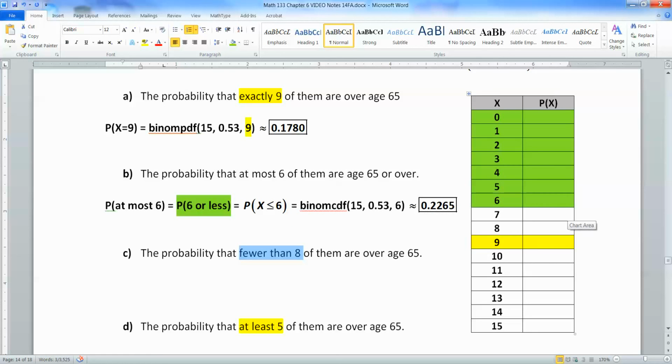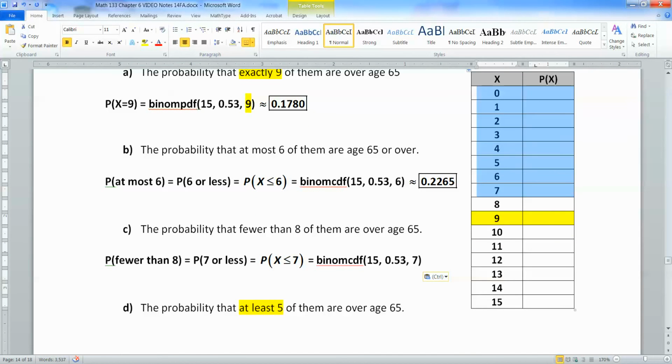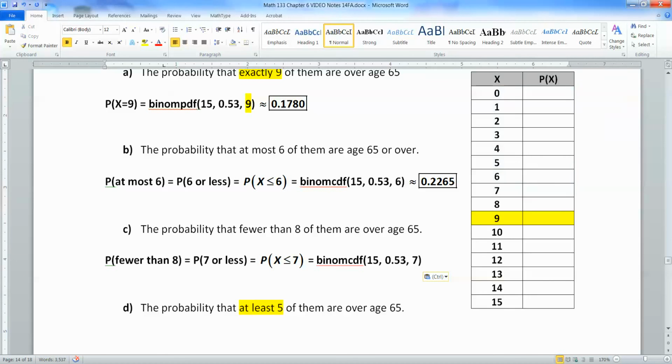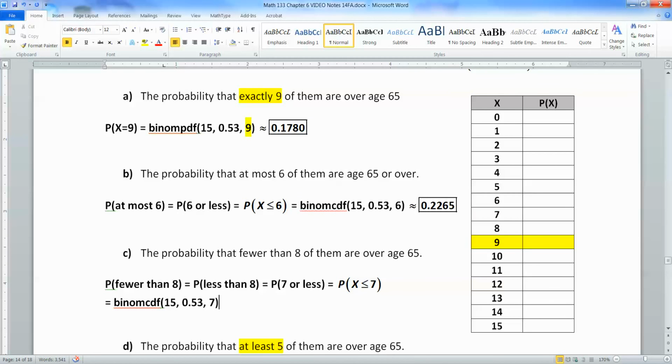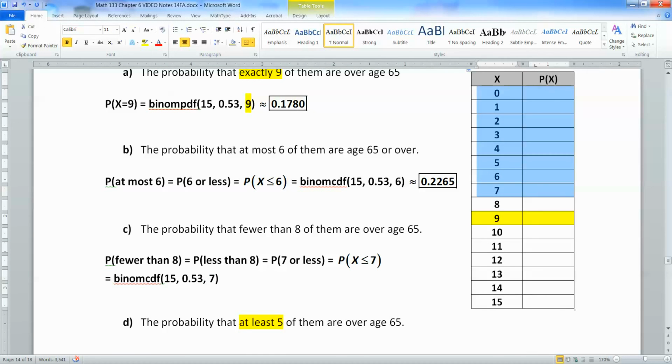So if I'm going to unhighlight a little bit. All right, fewer than 8 is 7 all the way up to here, right? Less than 8, that's what you're saying, right? Less than 8, which is 7 or less. So let me write that up. All right, so that's binomial CDF 15, 0.53, 7. You want to stop at 7 because you want less than 8. 8 isn't less than 8, so you have to stop right here at 7.